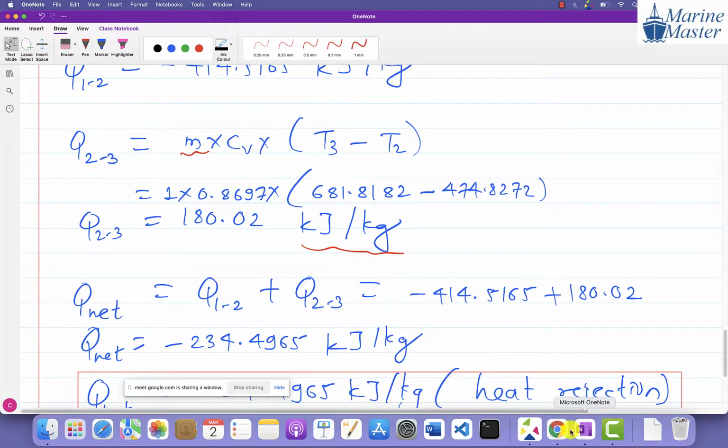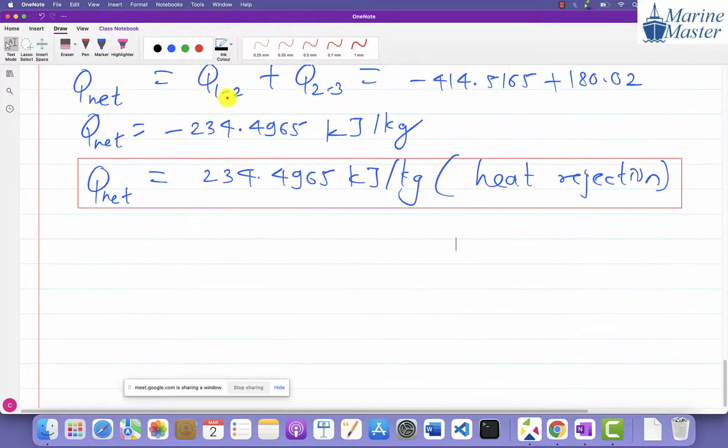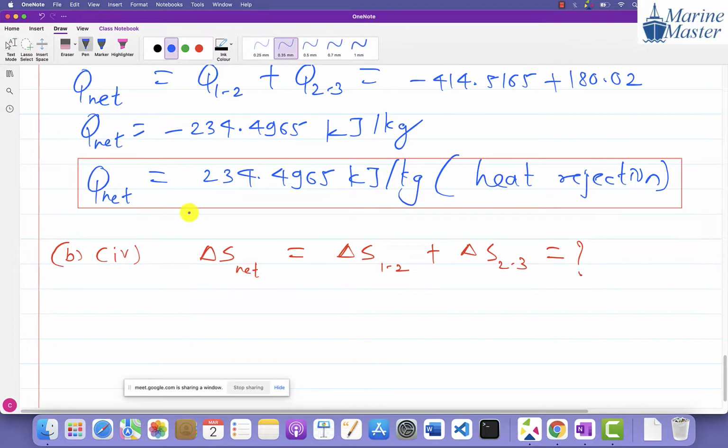So in this fourth part, what is our target? What do we have to find out? Specific entropy, small s. Delta S net, and delta S net will be delta S 1 to 2 plus delta S 2 to 3. That is our target. So what is delta S 1 to 2?